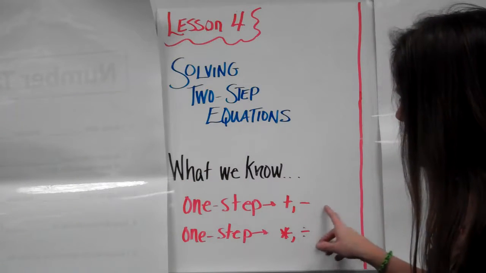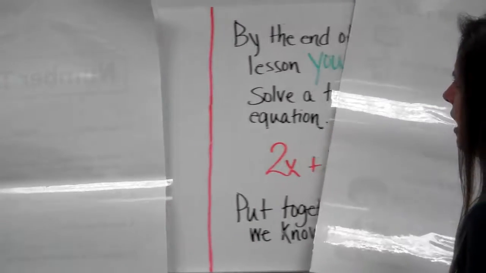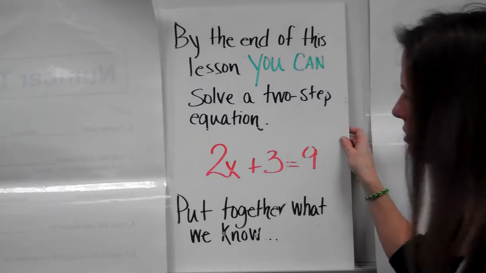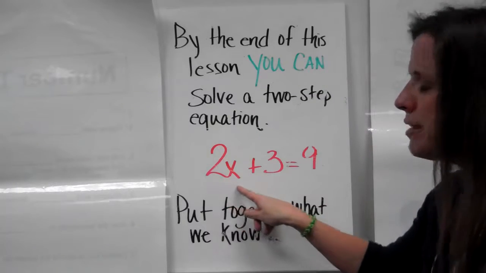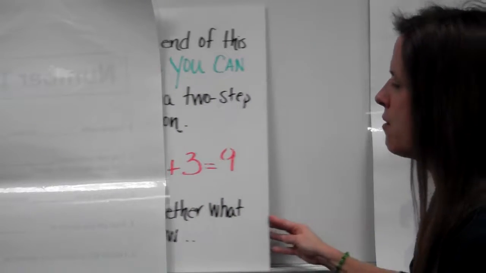So we know one-step addition and subtraction, and one-step multiplication and division. And by the end of this lesson, you can solve a two-step equation. Here's what one looks like. 2 times x plus 3 equals 9. So let's put together what we know.